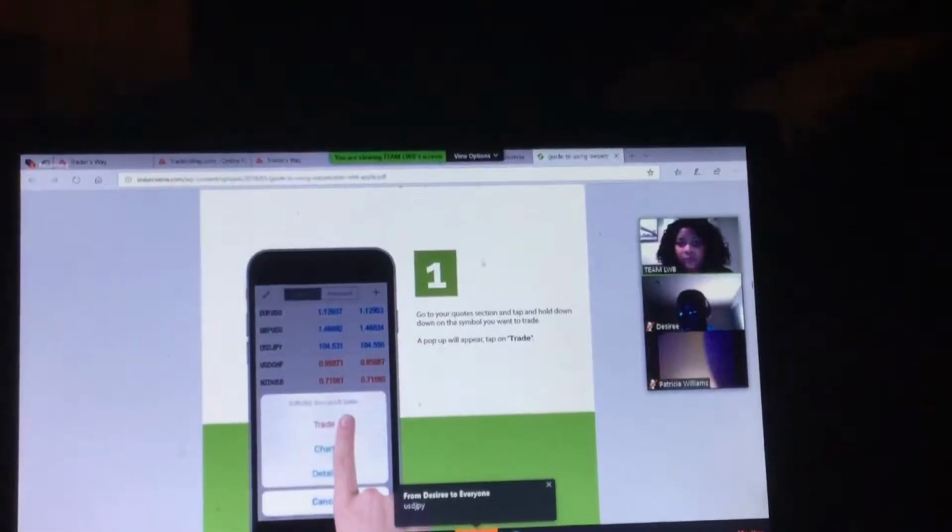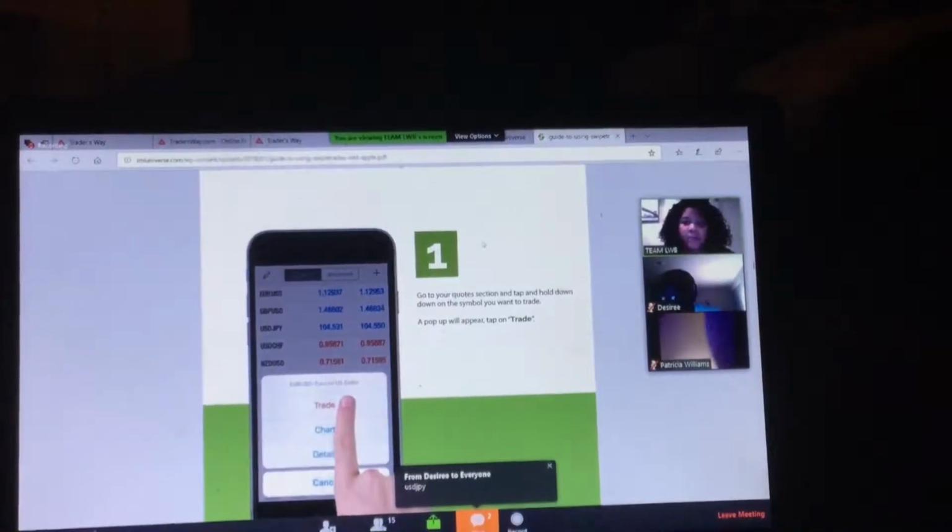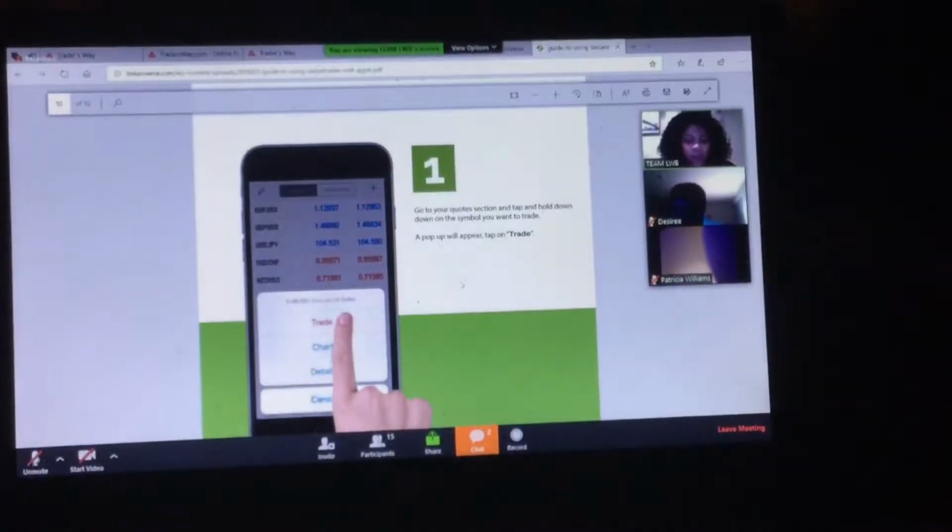So let's click on, what do y'all want to trade right now? You tell me. First person that tells me what they want to trade, that's what we're going to trade all together in this class. Do it quick. What you want to trade? USD JPY. Absolutely. It's one of my favorite pairs. Okay, cool. So let's do USD JPY.